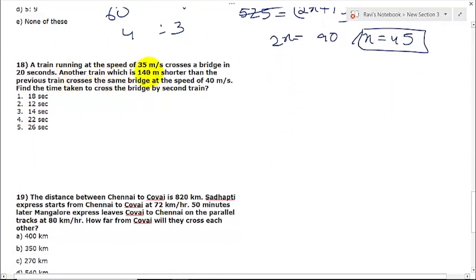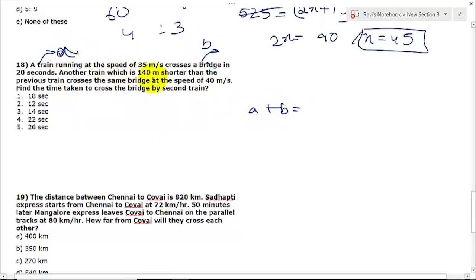A train running at the speed of 35 meter per second crosses a bridge in 20 seconds. Another train which is 140 meter shorter than the previous train crosses the same bridge at the speed of 40 meter per second. Find the time taken to cross the bridge by the second train. So how we are going to solve this is, let the length of the train be A, and the bridge be B. Now total distance it has to cover is A plus B.